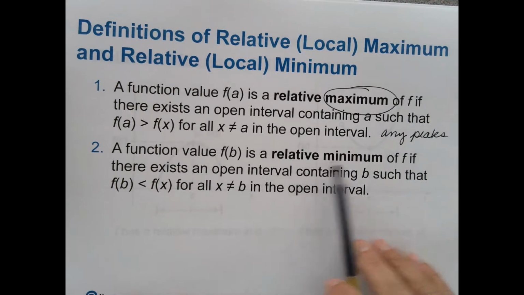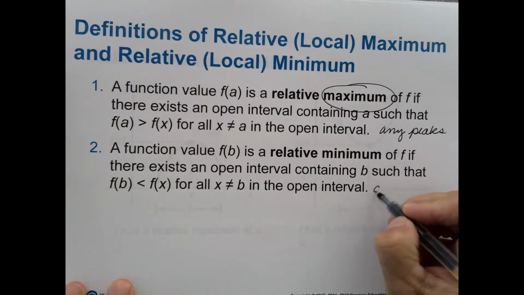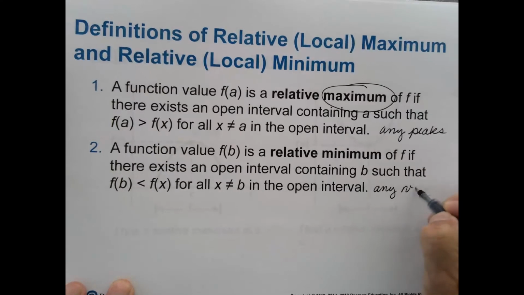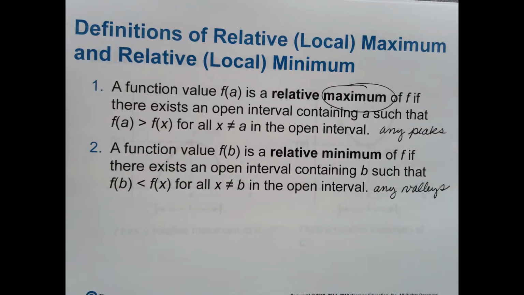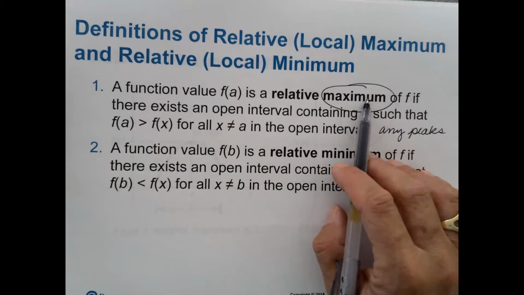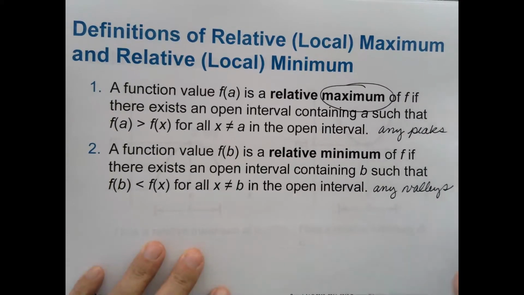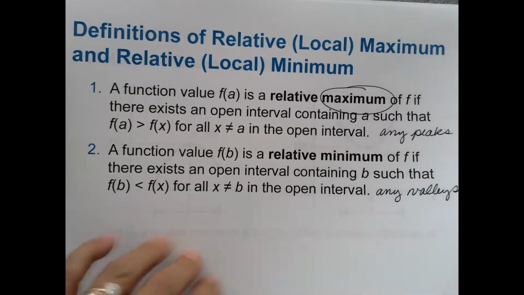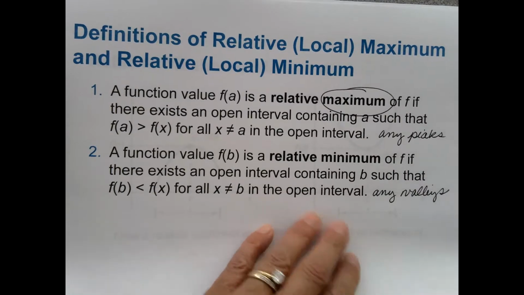Alternatively, the relative minimum is looking for the valleys. So any valleys that you might see, any low points. And I'll explain what relative means as well. Relative maximums are the highest points relative to points near it. Relative minimums are the low points relative to points near. Peaks for relative maxes, valleys for relative mins.